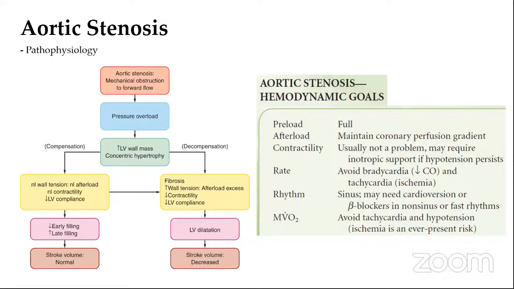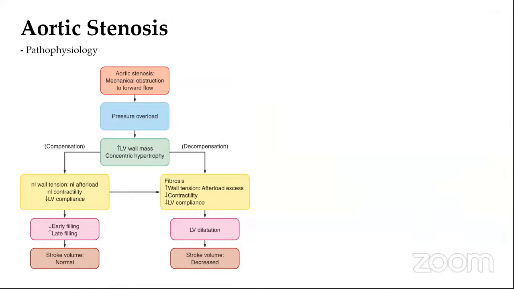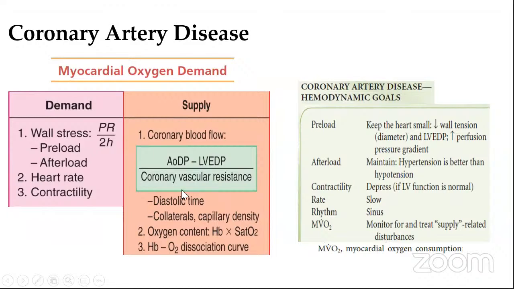What are our hemodynamic goals for aortic stenosis? You need to maintain full preload. You can't sacrifice the preload. The afterload, always. These patients are at very high risk of developing myocardial ischemia because of the thick LV. So you need to maintain the coronary perfusion gradient by maintaining the diastolic pressure, so avoiding hypotension, and if you can, depress the LV.